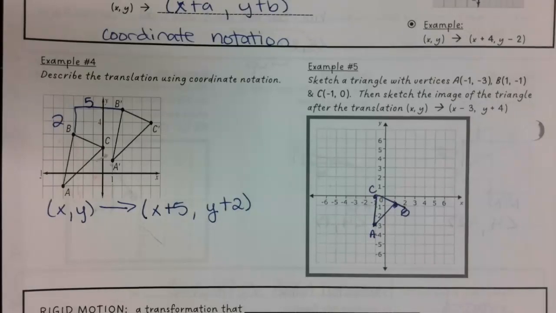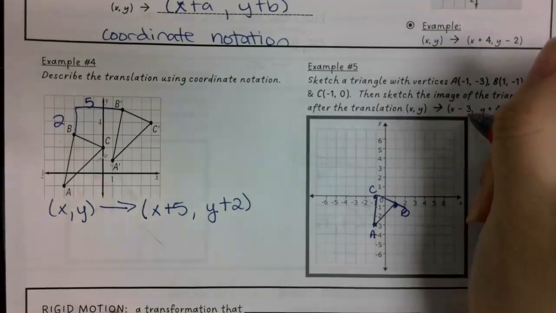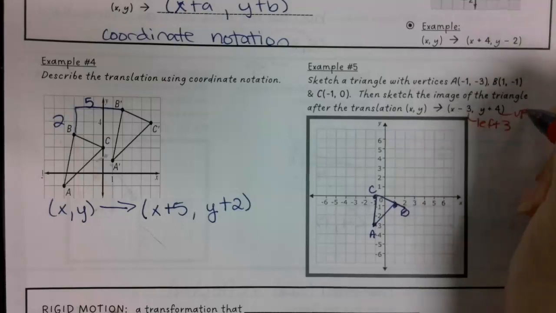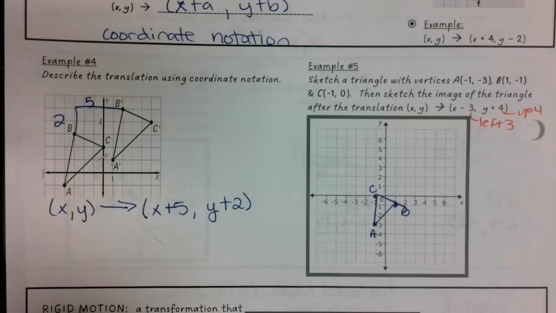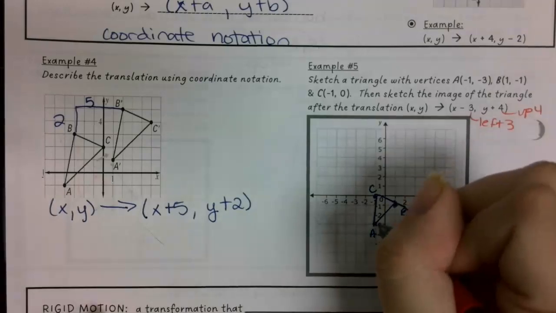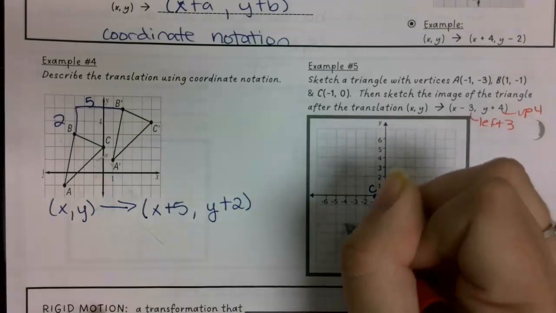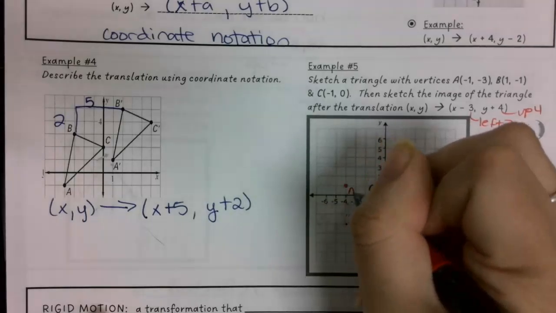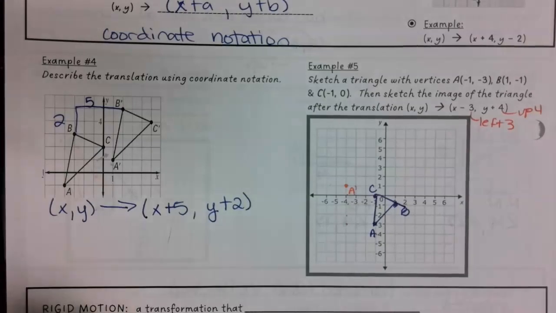Okay. Then it says to sketch the image of the triangle after the translation x, y goes to x minus 3, y plus 4. So that means I'm going to go left 3, up 4. So all of these points, I'm going to go left 3, 1, 2, 3. Then I'm going to go up 4, 1, 2, 3, 4. And put my new point, and then I make sure I mark it with the image notation.